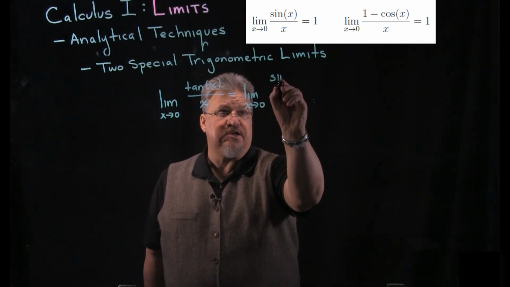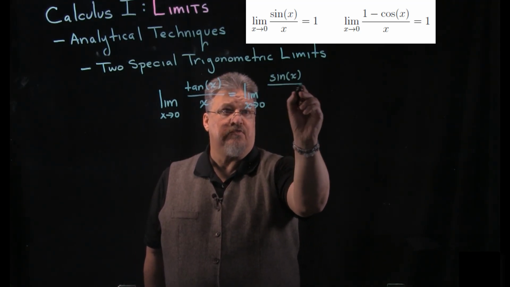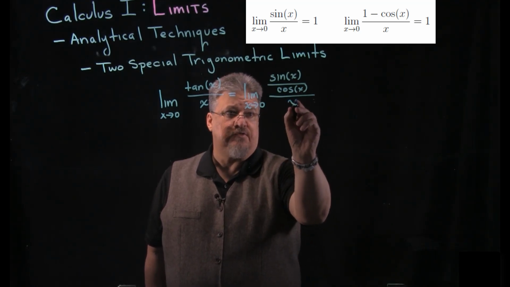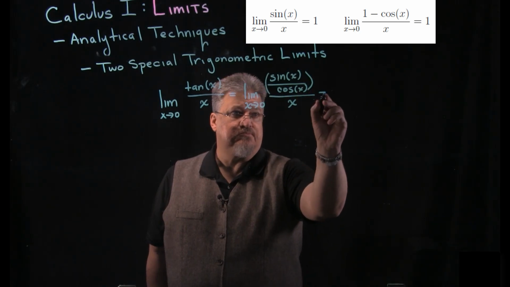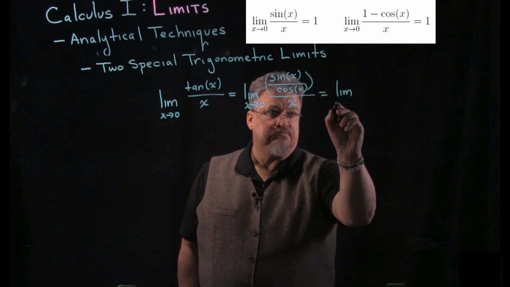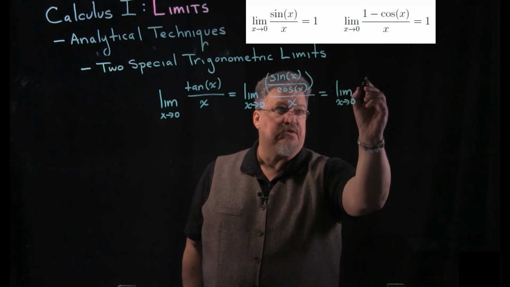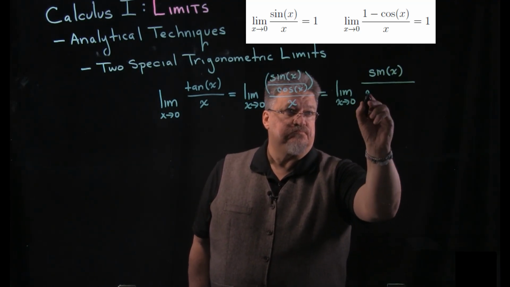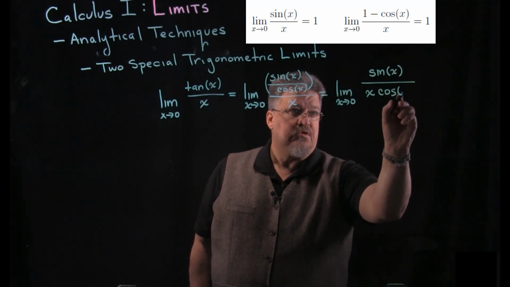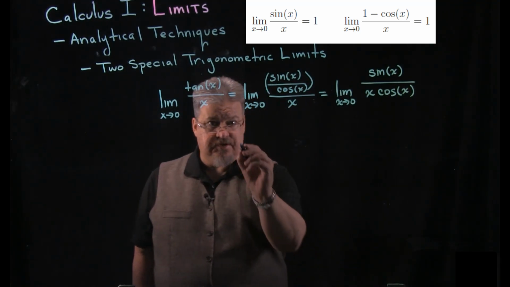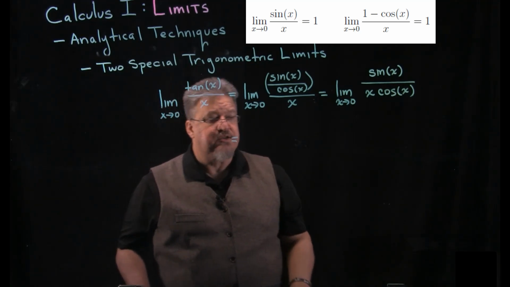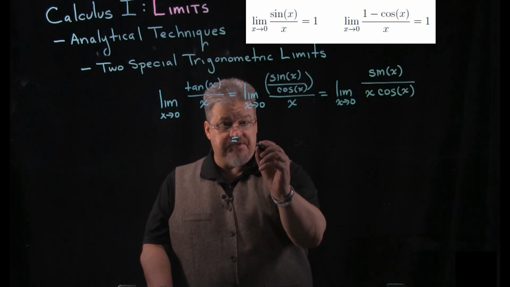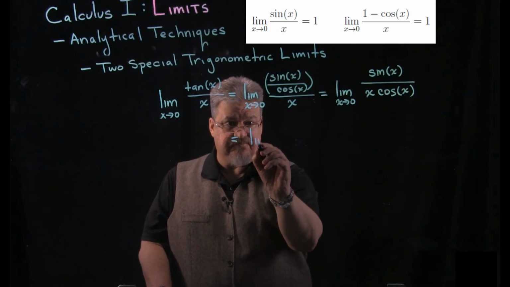We know that tangent is equal to sine x over cosine x, over x. Simplifying, we see this is the limit as x goes to 0 of sine x over x cosine x. Now, the limit of the product is the product of the limits provided both limits exist. So let's see if we can use that theorem.